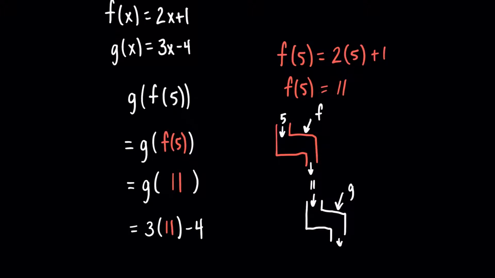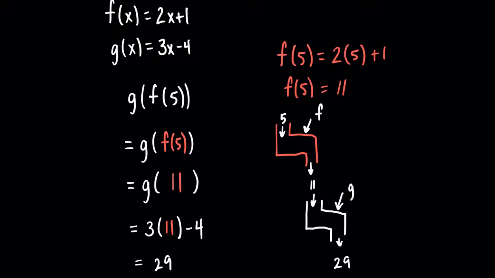subtract 4. I'm just looking at the rule right here. G of x is 3x minus 4. So you triple it and then subtract 4. In our case, 3 times 11 minus 4 is 33 minus 4, which gives you 29. So when you run 11 through the G function, you get 29 because the G function tells you to triple it and subtract 4.